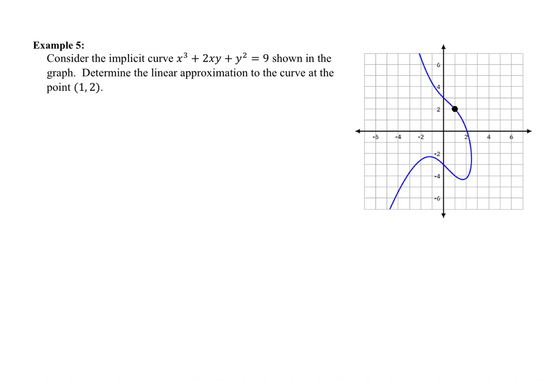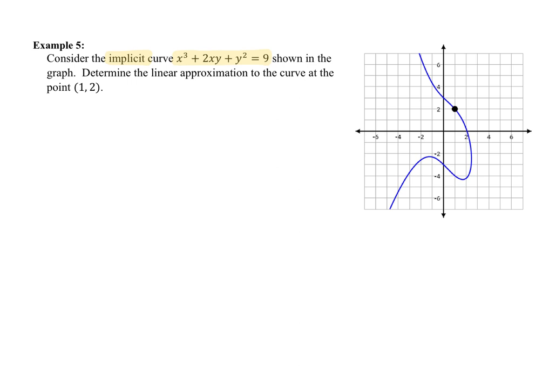Let's look at this implicit curve, and we want to determine the linear approximation to this curve at the point (1, 2). It's important to remember that this is an implicit curve, x cubed plus 2xy plus y squared equals 9. And that is implicit because we have a mixture of x's and y's, and we have not solved explicitly for one of the variables.